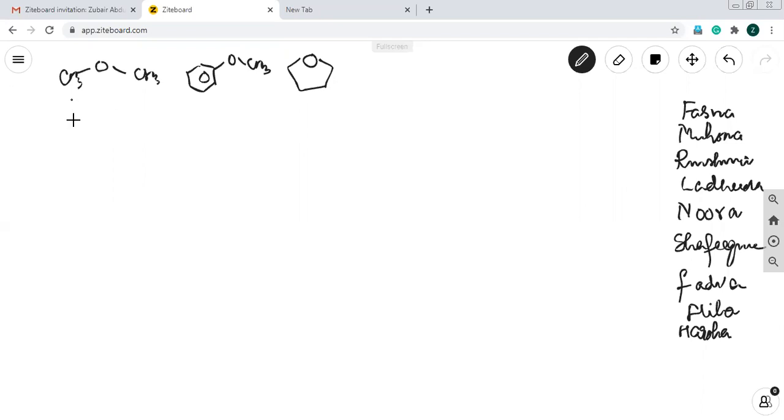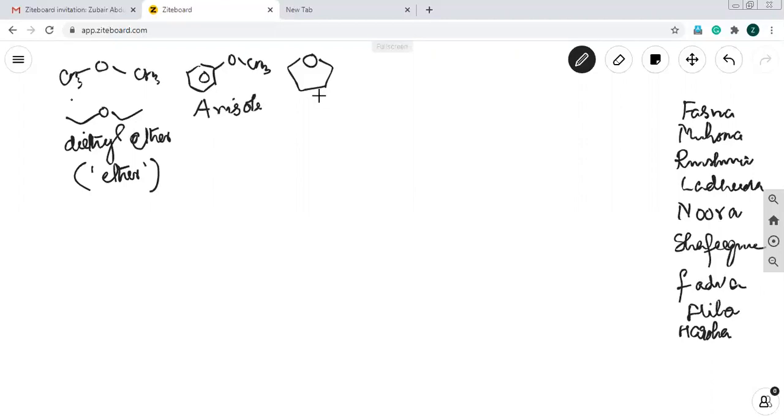The most commonly known ether, which we call ether in the laboratory, the simple ether, is this compound, diethyl ether. Just like when you say alcohol, we mean ethyl alcohol, very similarly, when you simply say ether, it is diethyl ether. This is methyl phenyl ether. It is also called anisole.